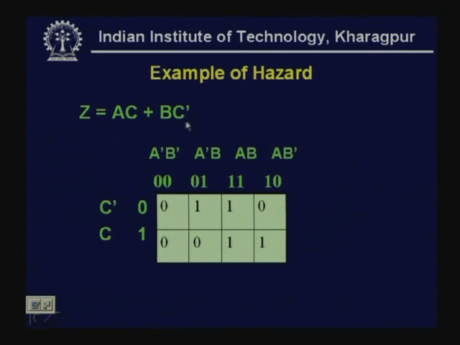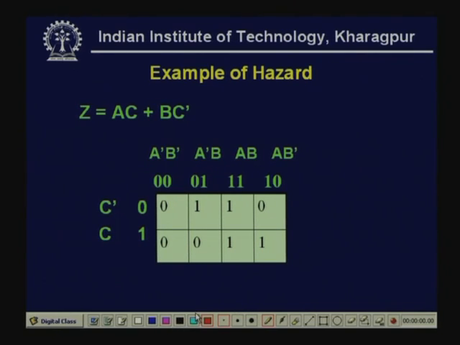Let us take an example. Say Z equal to AC plus BC bar. This is a three variable expression. Now if we draw the Karnaugh map for this expression Z, then how we see, say here I am taking the upper portion the AB variables, and this is my C variable. So here the four terms will be A dash B dash, A dash B, A B, A B dash, and C dash, C.